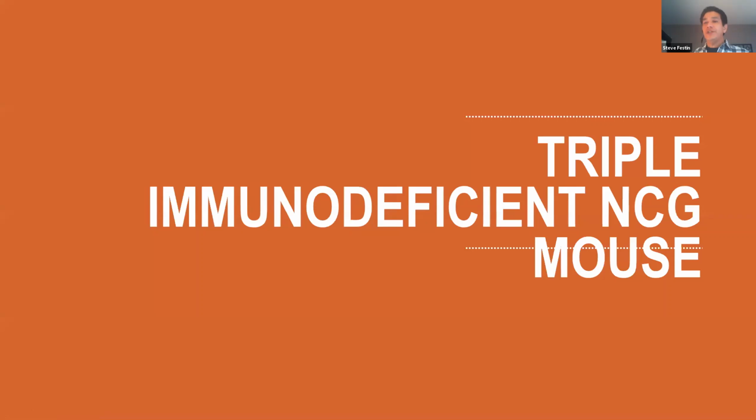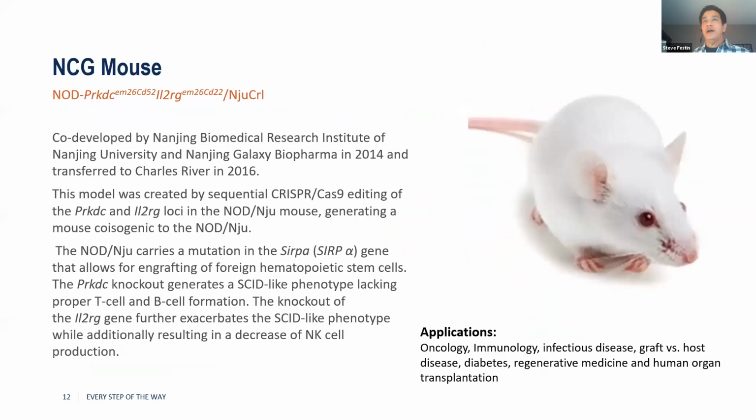So the triple immunodeficient NCG mouse. Let me give a little bit of background. It was originally co-developed very recently. It was brought to Charles River in 2016, but it was engineered using CRISPR technology in 2014, in the early days. It was a multiplex CRISPR knockout mutation, doing indel mutations targeting a number of genes. This particular line was derived from that one, which had deletions in the PRKDC gene, as well as in IL-2 receptor gamma.